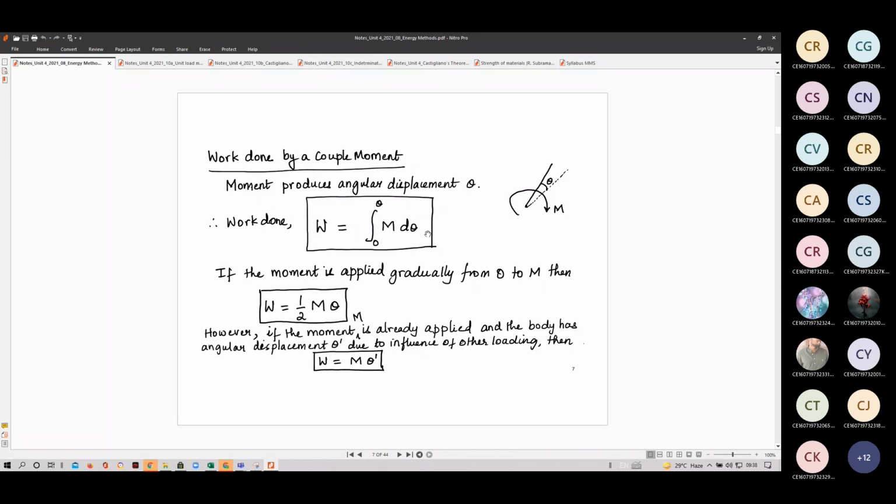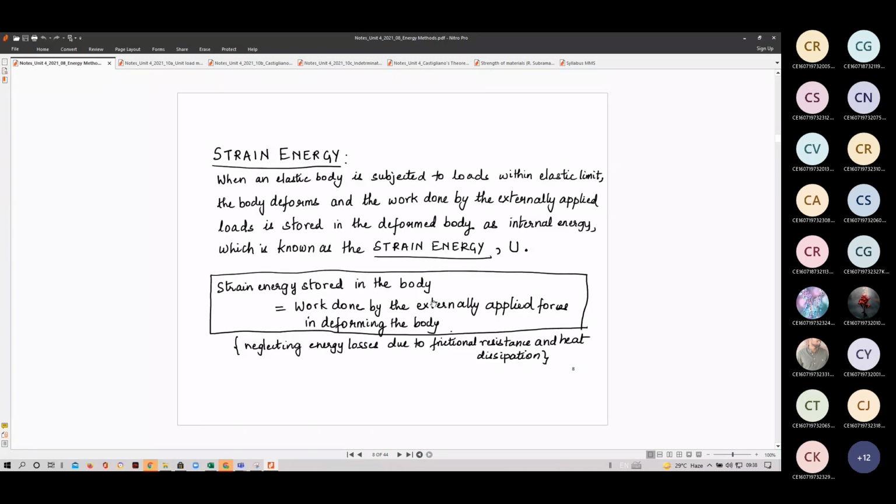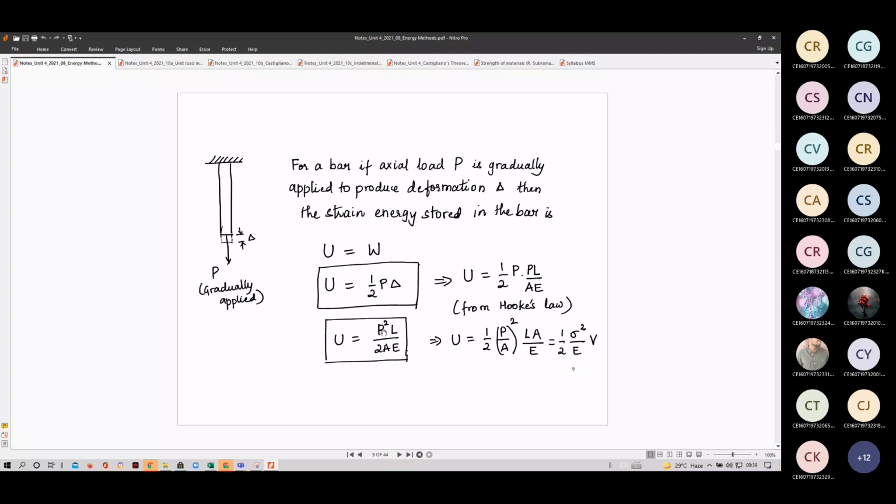Okay. Work done by a moment for rotation is half M theta. Same concept here. Now, strain energy is the energy stored in the body due to deformation of the body by the external forces acting on it. This concept is very, very important. We will be using it in Castigliano's theorem. So strain energy stored will be equal to the work done by externally applied force. This equation is very, very important for trusses.